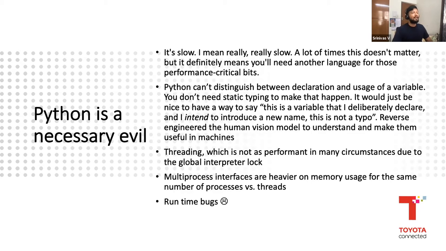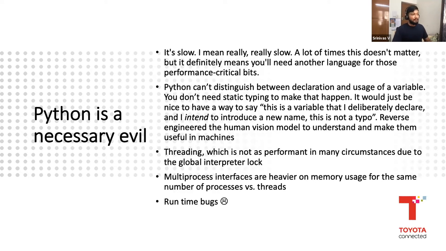It's really not performant at all. At the same time, it might be a personal bias, but Python doesn't really have a distinction between declaration and usage. I mean, it's obvious, but why is it a problem? Because, as I have mentioned here, assume there's a variable that I deliberately declare, intending to introduce a new name, and there's no typo.